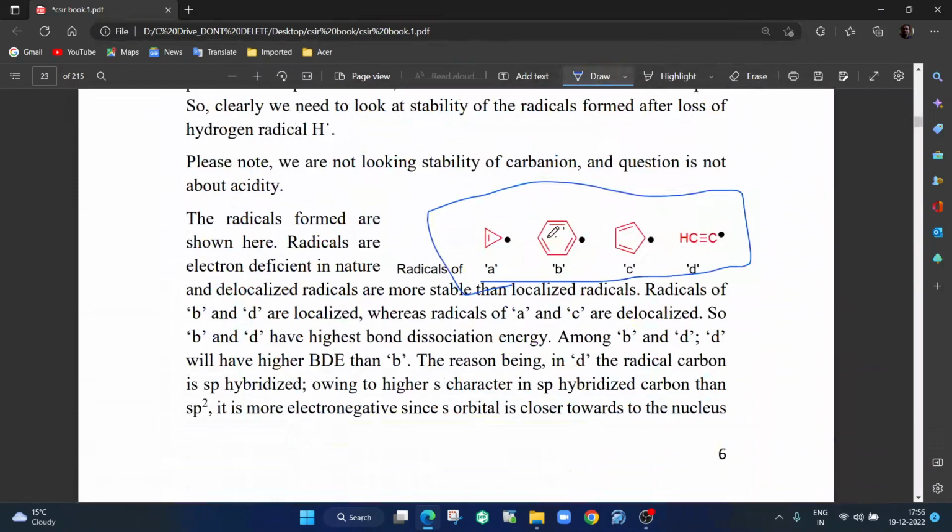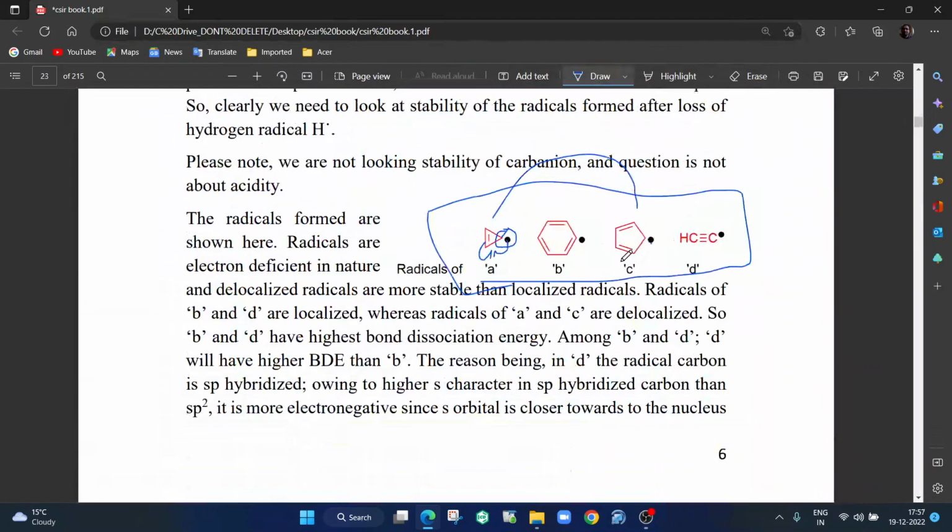Now the C and A radicals are stabilized by resonance, because this proton has gone off and you're getting a radical here, and there is a pi bond, so it will of course resonate. But here resonance is between 1, 2 and 3. Please understand, when there is a radical, it is electron deficient in nature. Anything which is not neutral is not stable, so it is deficient. Now this deficiency is being shared by 3 atoms, so it gains kind of stability. But here this deficiency is being stabilized by 5 atoms.